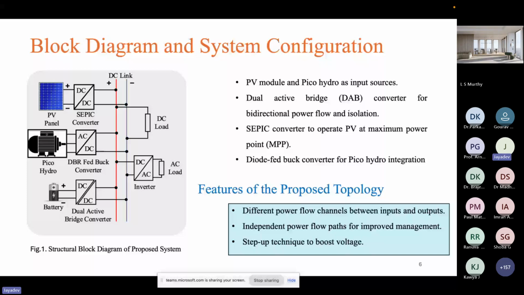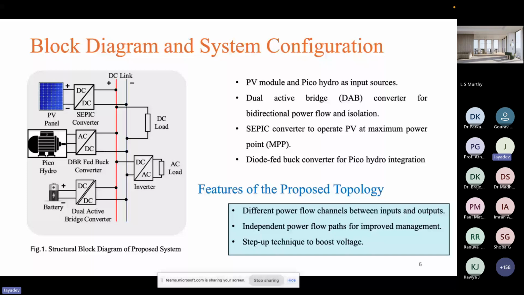Coming to the DC load side, we are using a DC load as well as an AC load. The DC load we can connect directly to the DC link. For the AC load, we need an inverter. Here we are using a three-phase inverter operated in 180 degree mode. We are not using PWM or anything to make it smoother. For the basic purpose, and to keep it simple, we are using only 180 degree mode. This feature has some inherent advantages compared to the others, like a different power flow channel.